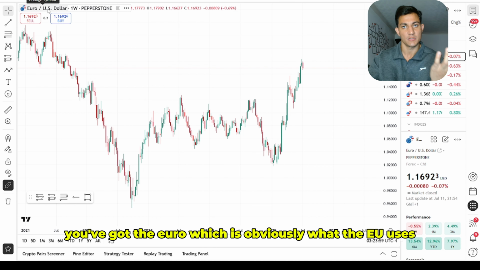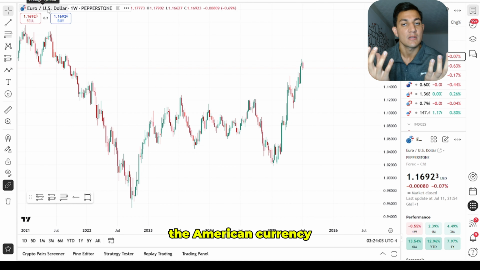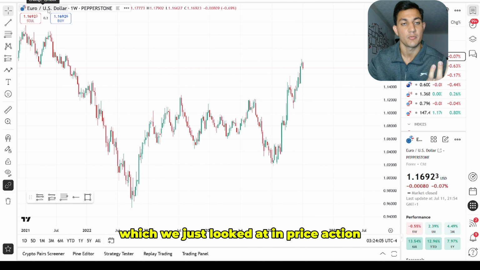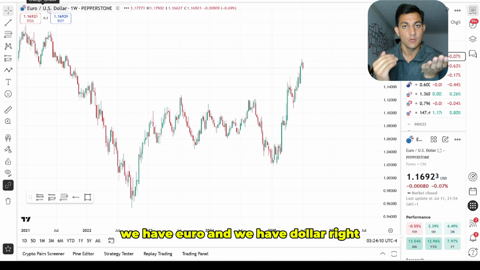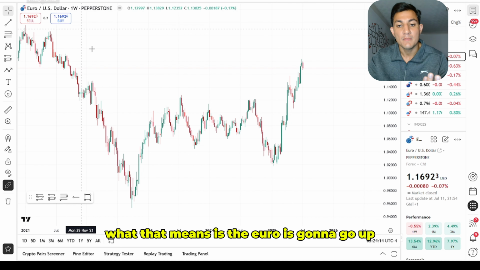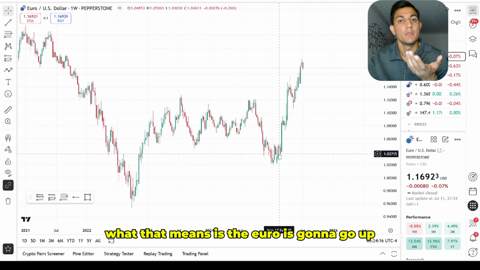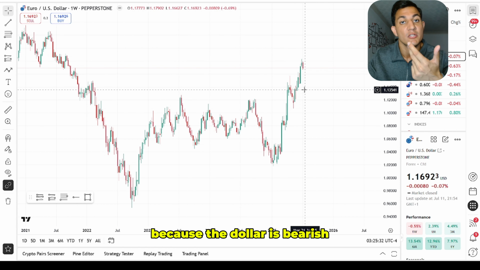You've got the euro, which is obviously what the EU uses, right? And then you've got the US dollar, the American currency, which we just looked at in price action, Dixie or DX, and the futures contract. We have euro and we have dollar, right? And the dollar is bearish. It dropped massively. What that means is the euro is going to go up. And look at this massive explosion in price action in euro dollar because the dollar is bearish.